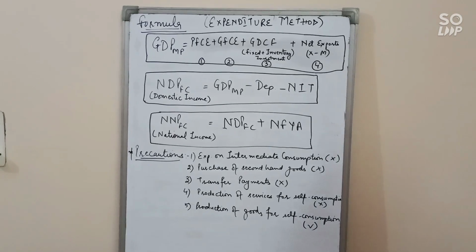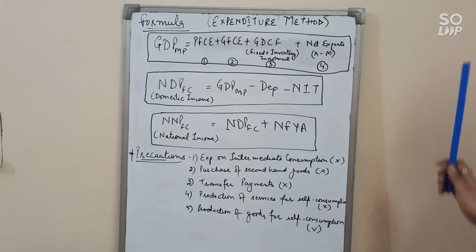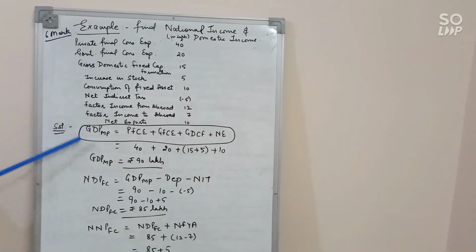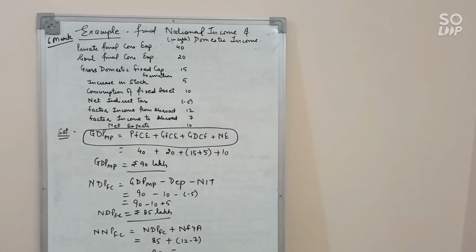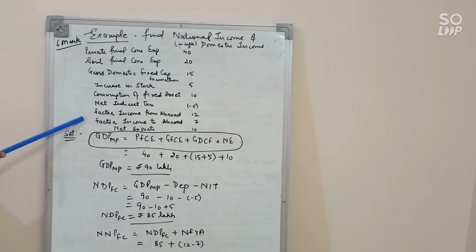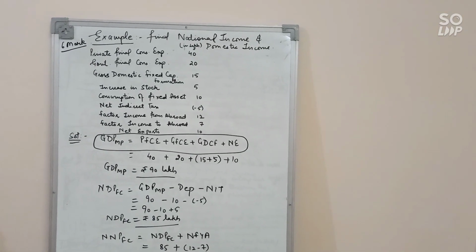So in this way you can learn this theory. Okay, so let's do one numerical with expenditure method. So I have taken one example. Find national income and domestic income, and some information is given. So we can see all these are the components of expenditure method. So it means we will use expenditure method.